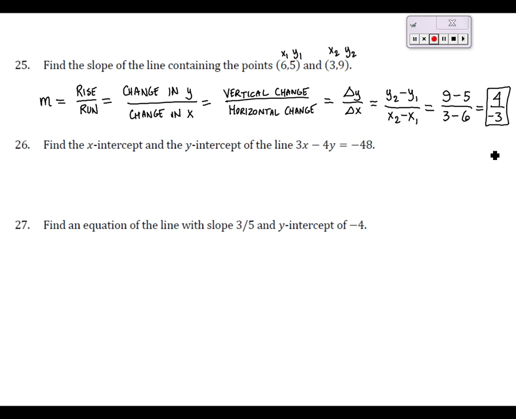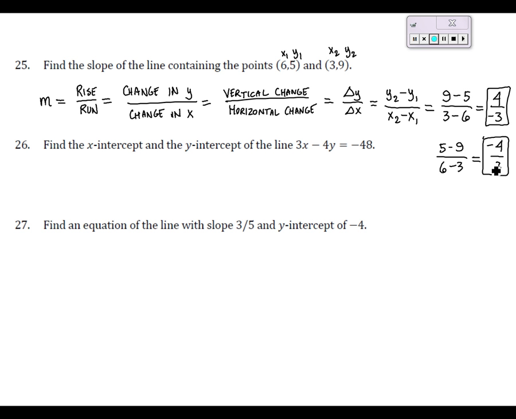Does it work if you do it the other way? Just to remind you, can you do it the other way as long as you're consistent? The answer is yes. So here you get negative 4, and down here you get 3, and of course negative 4/3 and negative 4/3, those are the same. It doesn't matter where the negative is, up on the top or the bottom. So either way works.